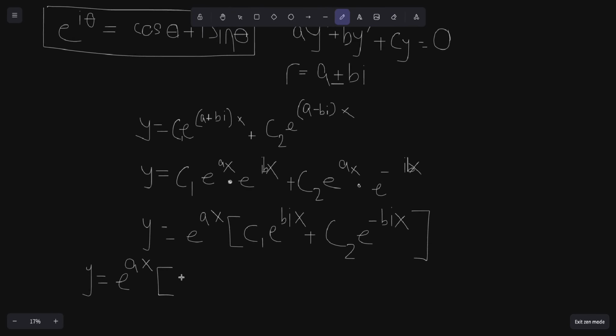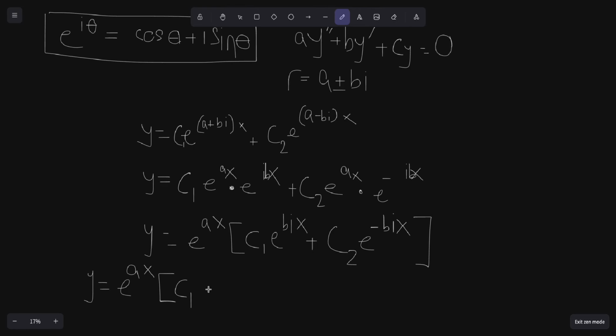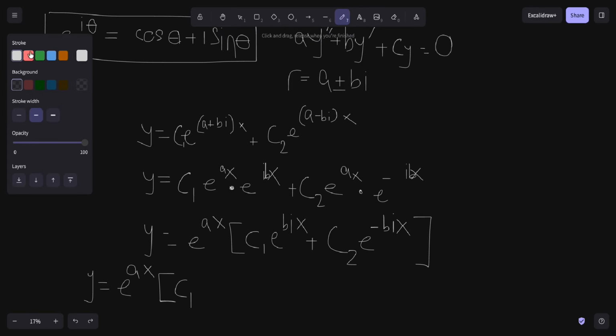So this is just going to be equal to, well, my first term is going to be equal to, well, cosine. Sorry. Switch to another color.